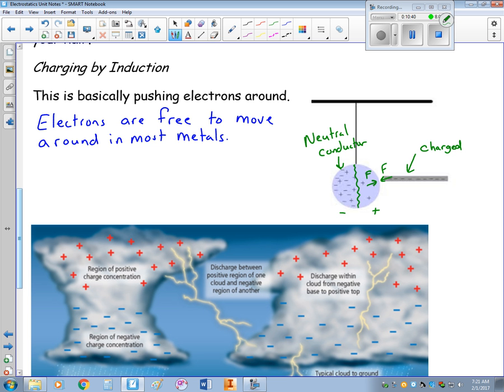And notice that the same thing would happen if the charged object were positive. If it were positive, it would pull all the electrons to the other side and the signs would just flip, but we would still see an attractive force between the two. So we are inducing a charge on that neutral conductor. We are pushing the electrons around.